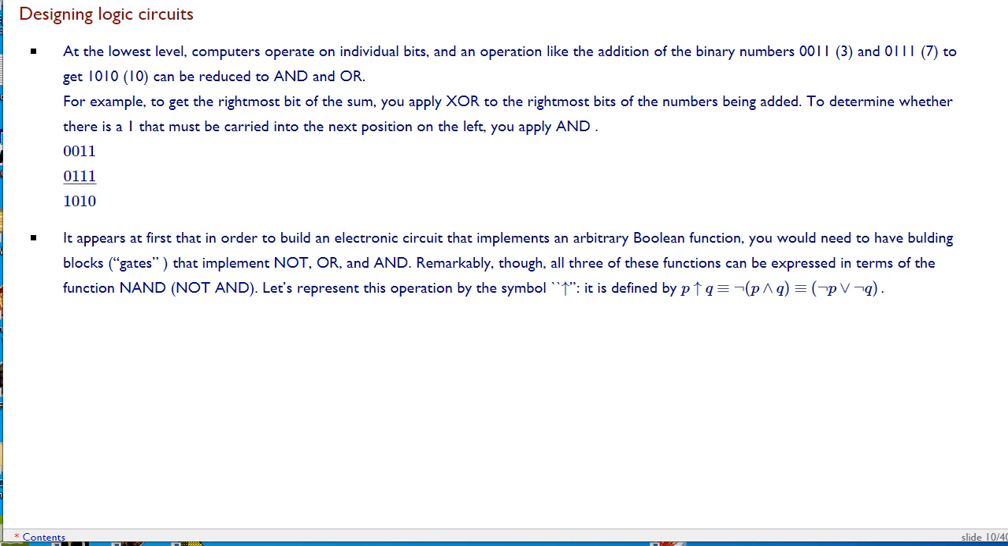You look at this and you say, oh, if I'm going to build my computer from scratch, I'd better have some electronics that does OR, some electronics that does NOT, and some electronics that does AND. Early in the history of computers, possibly even before, someone discovered that all 3 of these functions can be represented in terms of the function NAND, which is AND followed by NOT. So let's define a symbol for this, an up arrow symbol. In other words, P up arrow Q is NOT (P and Q), or equivalently, NOT P or NOT Q.